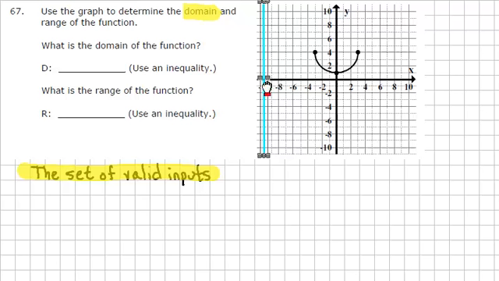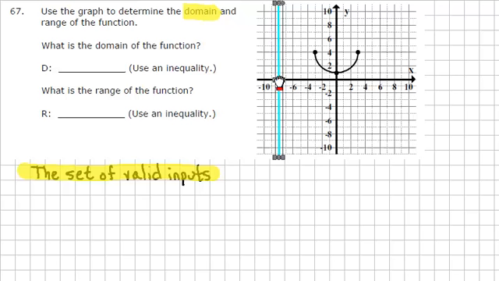Well, right now the vertical line is at x equals -10, and notice that the vertical line does not intersect the graph. Therefore, there is no output when the input is -10. -10 is not a valid input. If we slide the vertical line over to, let's say, -8, the vertical line at -8 doesn't intersect the graph either, so -8 is not a valid input.